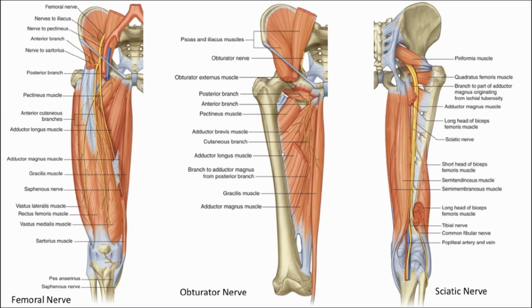So, branches of the femoral nerve. We have the anterior cutaneous branches. We have the motor nerves, which supply quadriceps femoris and the sartorius muscle. And then we have one long cutaneous nerve, the saphenous nerve, right? And it supplies the skin as far distal as the medial side of the foot. So it travels pretty far.